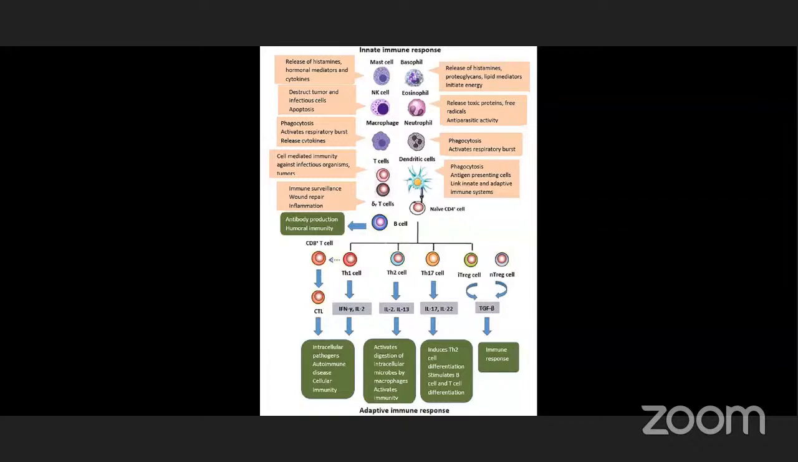We can also call granular cells first line attacking cells. Okay, what are the granulocytes? Mast cells, eosinophils, different types of granulocytes are there. For example, especially three types of cells: neutrophils, basophils, eosinophils are the granulocytes. And coming to the neutrophils, we can also call them polymorphonuclear cells due to the presence of multi-lobed nuclei.